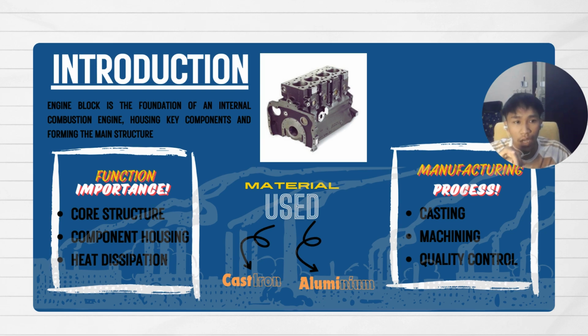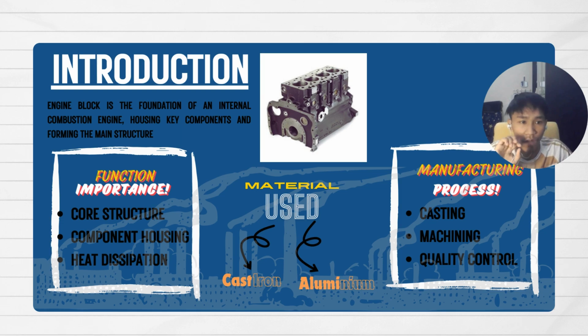So the next one is aluminium. So modern engines often use aluminium for the engine blocks because it is lighter, and aluminium blocks typically have iron or steel liners in the cylinders to handle the wear. So the last one is manufacturing process.